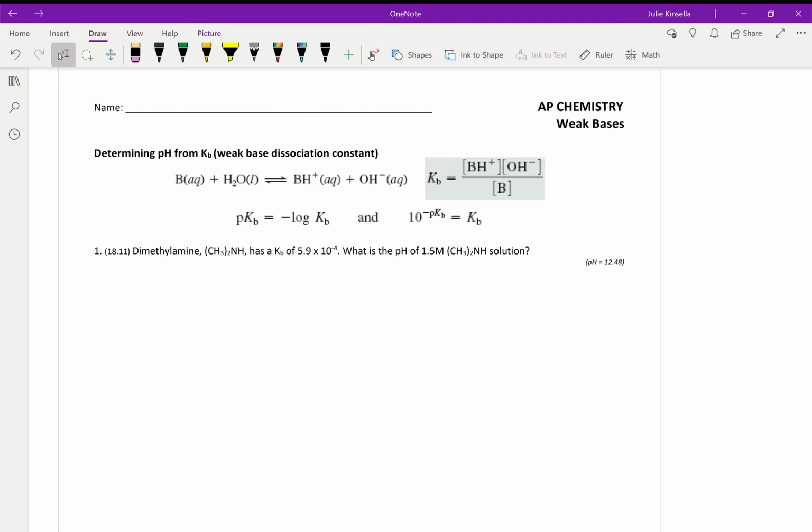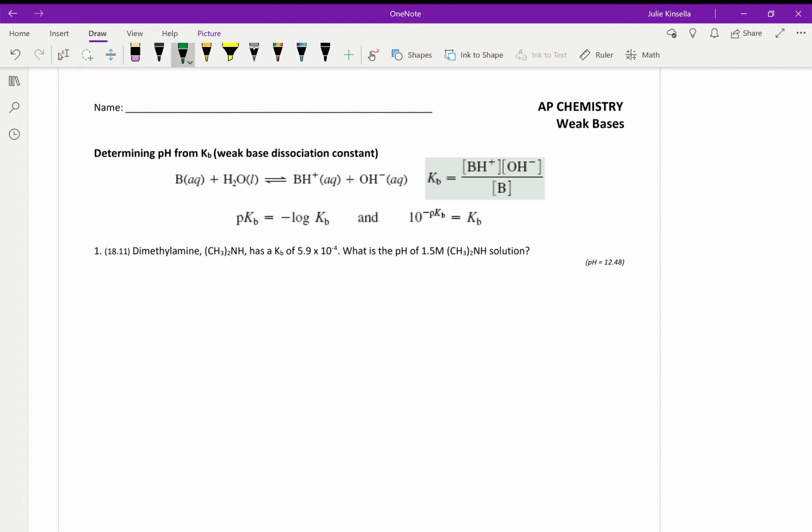Hi guys, we're going to be going over weak base and Kb calculations. This is going to be super similar to how we were doing weak acid. The two main differences are the equation and how we figure out the ultimate pH at the end. But a lot of it's going to be very similar, so hopefully you can make the connections, which will make it a little bit easier on yourself.